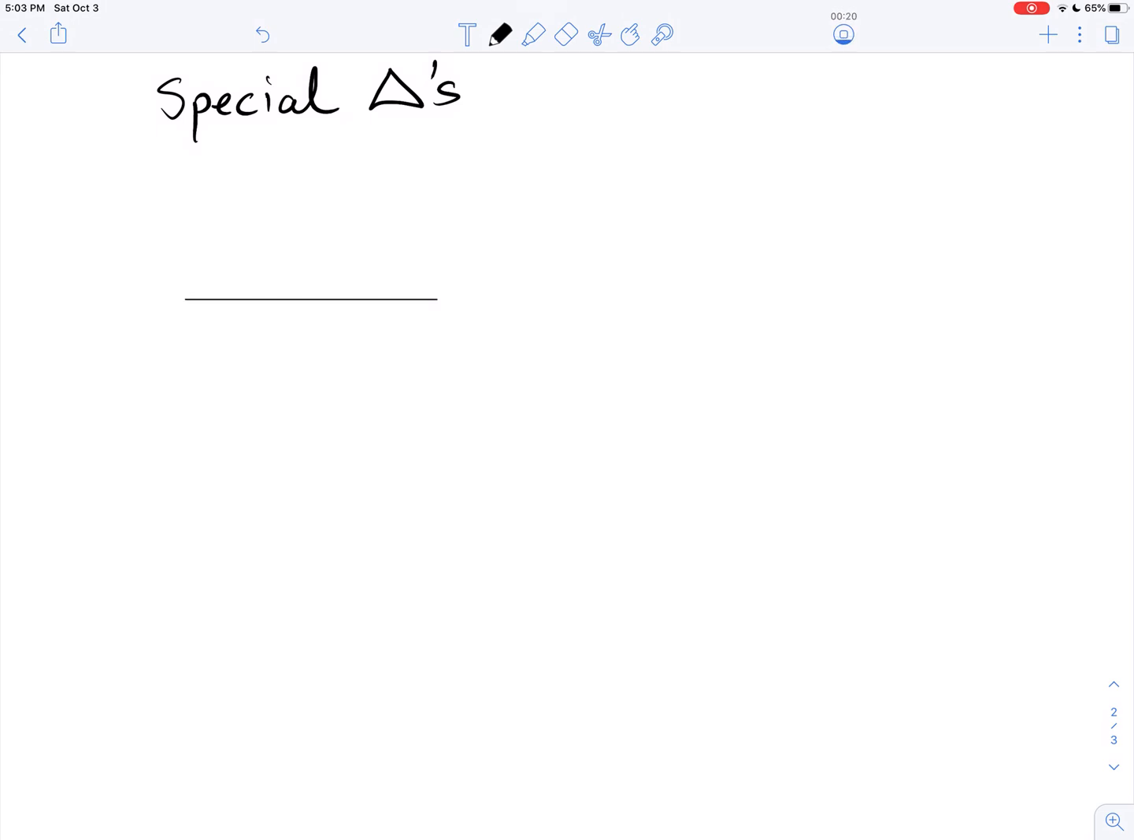Hang on, I'm trying to draw a really nice one. There we go, looking good. What I'm trying to draw for you is a 30, 60, 90 right triangle. Now a 30, 60, 90 right triangle has a certain fixed set of values you will always get from a 30, 60, 90.